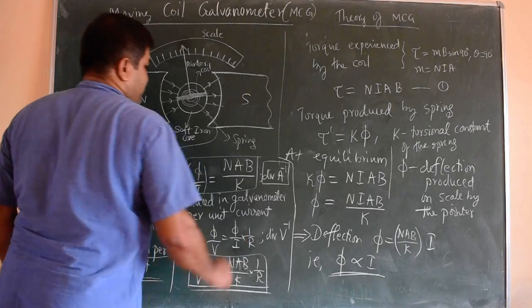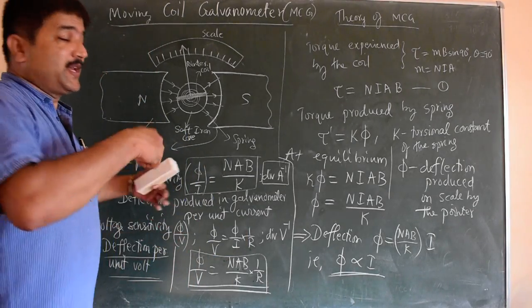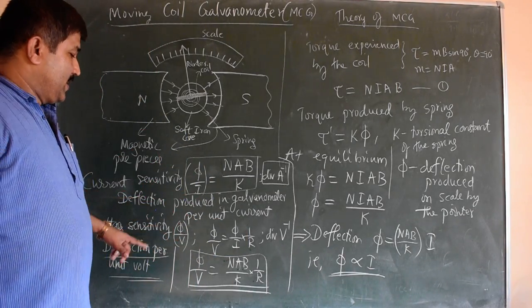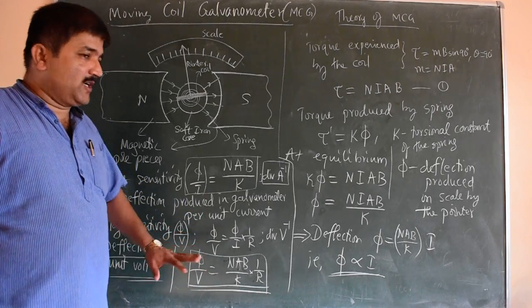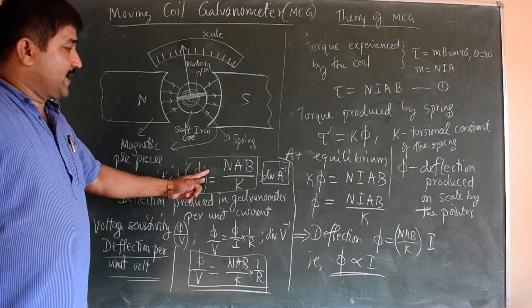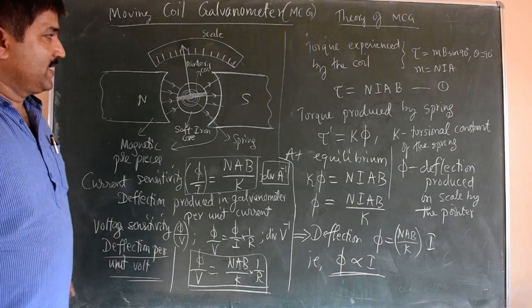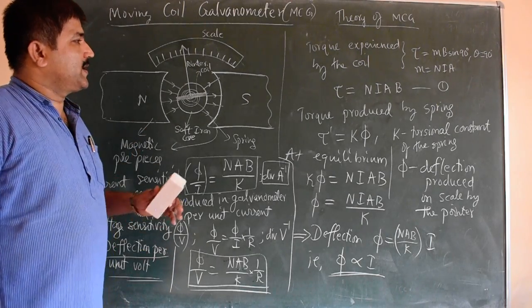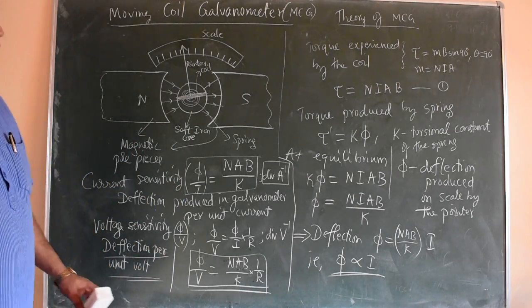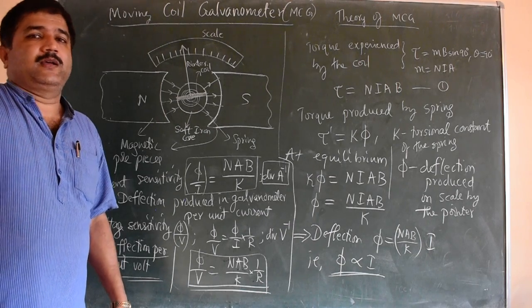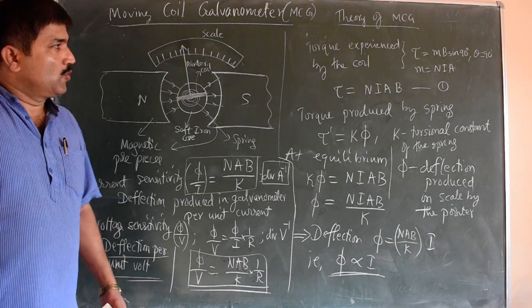So the unit, definition, and how to increase the current sensitivity can be asked, and if the number of turns is doubled, voltage sensitivity does not increase but current sensitivity doubles. So that's all about this topic. In the next class I will discuss how to convert a galvanometer into an ammeter and how to convert a galvanometer into a voltmeter.